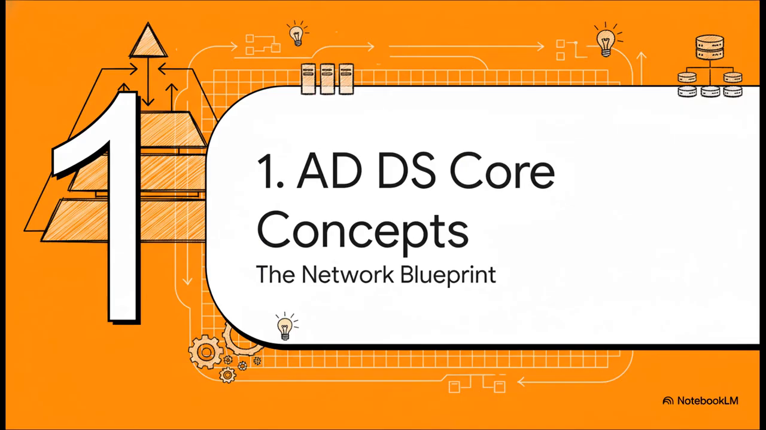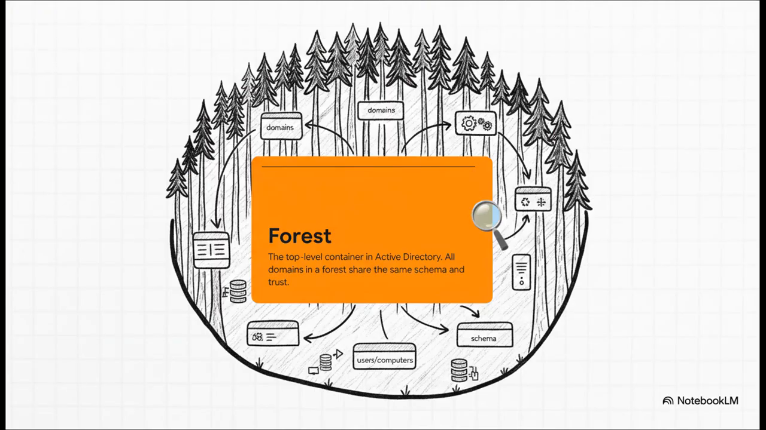First things first, the blueprint. Before you click a single button, you have to understand the hierarchy of this thing. This is the foundational knowledge you need for any kind of successful deployment. It all starts with the forest. You can think of this as the absolute boundary, the giant container for your entire Active Directory structure. Everything, every user, every computer, every single object is going to live inside one single forest.